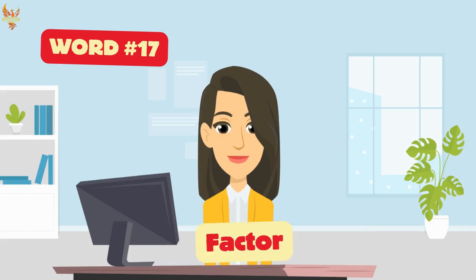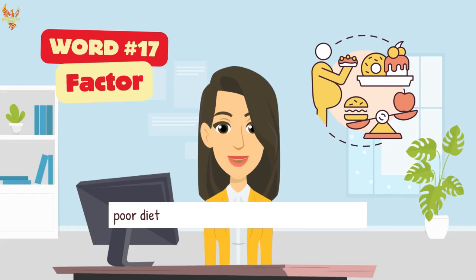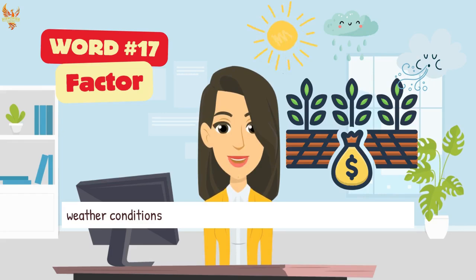17. Factor. Which means a circumstance, fact, or influence that contributes to a result or outcome. Factors are elements or components that play a part in bringing about a particular situation or event. For example, poor diet is a major factor in the rise of obesity. Weather conditions are a crucial factor in determining crop yields.